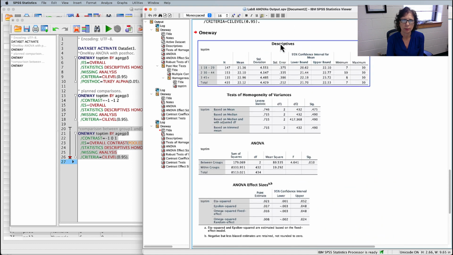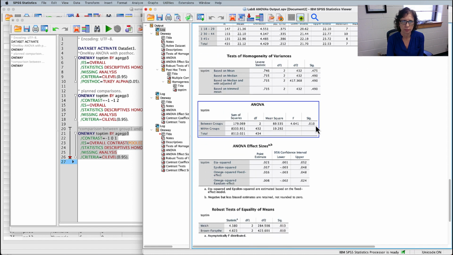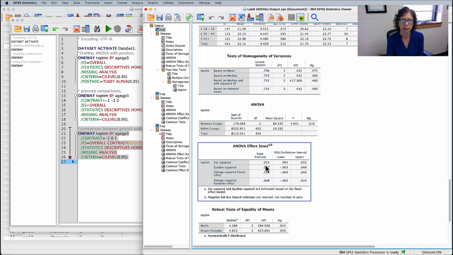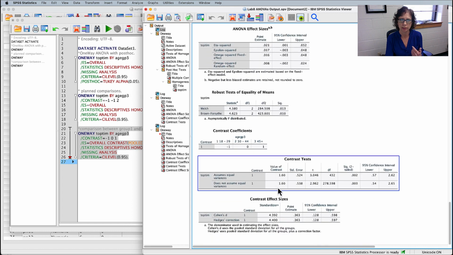We got all the way from the descriptives, the test for homogeneity of variance, the ANOVA. You notice that the model didn't change. The model stayed with the same F test, same degrees of freedom, and same significance level, and the eta squared didn't change. So the model level results stayed the same no matter how we're looking at the contrast effects. The only thing that did change is the contrast tests.